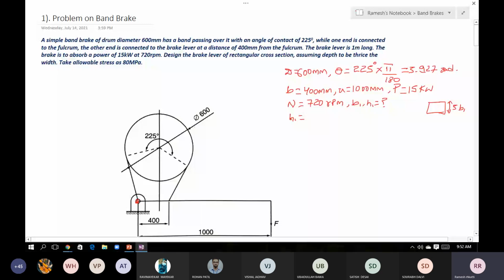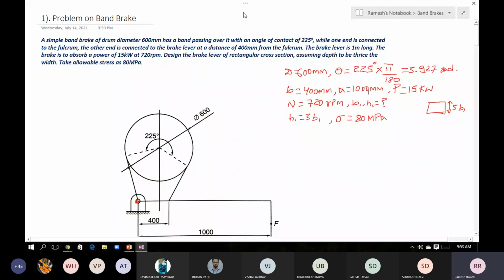And take allowable stress. He has given the allowable stress. Allowable stress is 80 megapascal. Megapascal is nothing but Newton per mm square. If it is given in Pascal, Newton per meter square, you have to convert that into megapascal. Why? Because the remaining dimensions you have kept in mm. For that reason, it has to be converted into megapascal or Newton per mm square. Or if you keep this in Pascal, the remaining dimensions should all be in meters. It's left to you; whichever is convenient for you, you can choose.